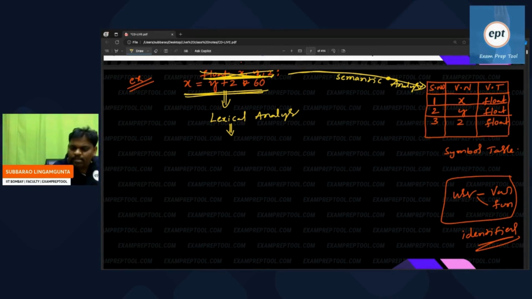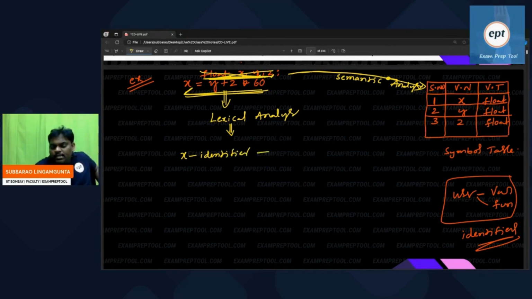The lexical analyzer will ask X, "Hello X, can you introduce yourself?" X will say, "I am an identifier." Remember, the lexical analyzer's purpose is some introduction; everyone will introduce themselves like this. So X is an identifier.